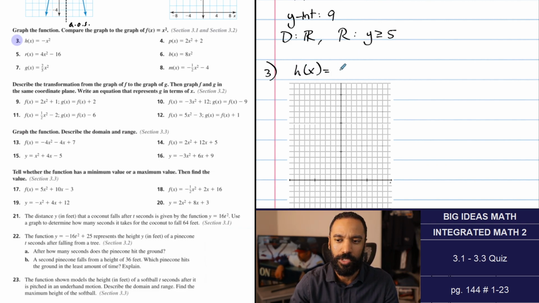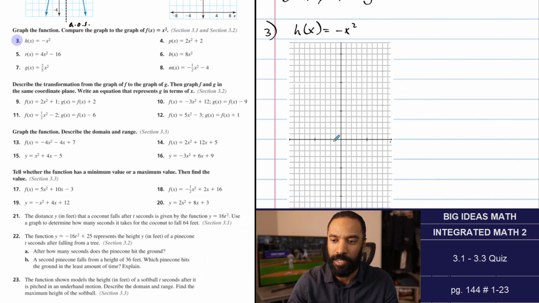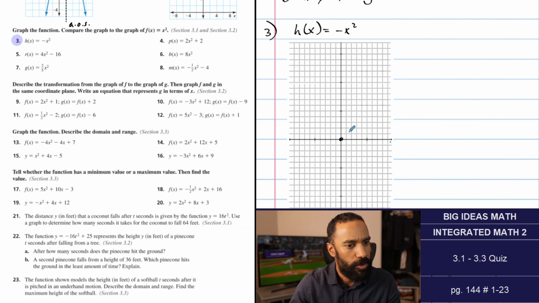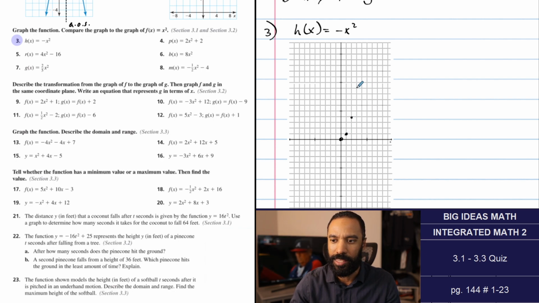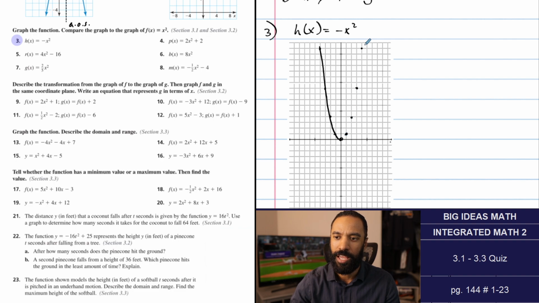H of x equals negative x squared. We are comparing it to f of x equals x squared. Keep that in mind. So x squared, are we doing both? Graph the function compared to this. Well, I'm going to graph this once, x squared, where it looks like this. When you go over a certain amount, you go up the squared amount of that. 1 squared is 1, 2 squared is 4, 3 squared is 9, 4 squared is 16, and same is true of the negative values. So this is positive x squared right here. This is your f of x graph that we're going to compare these things to.